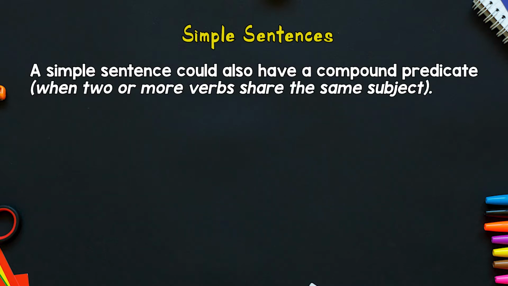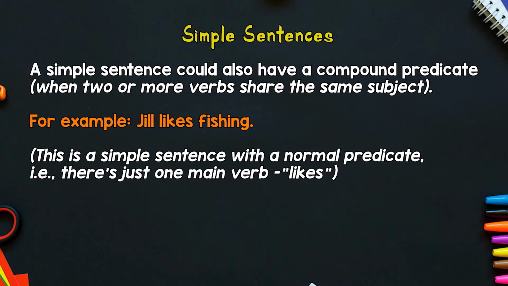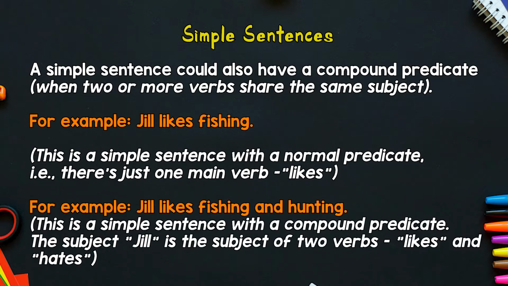Now, a simple sentence could also have a compound predicate, which means that we add two or more verbs to share the same subject. So, for example, Jill likes fishing. Jill likes fishing. Again, this is a pretty basic sentence. We now can compound the predicate. We can now say Jill likes fishing and hunting.